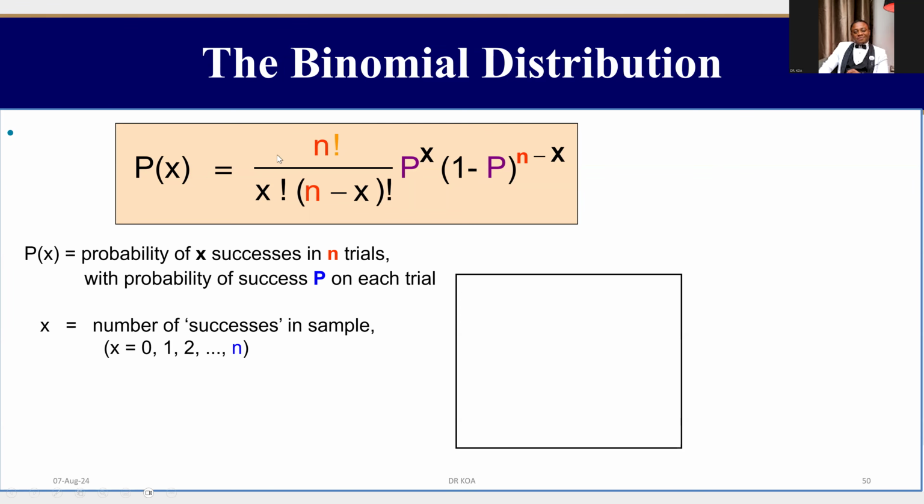N is the sample size. X is the number of successes in the sample. That is, out of that sample size, you might be looking for a particular number, and that one is the X. P is the probability of success. 1 minus P is the probability of failure.